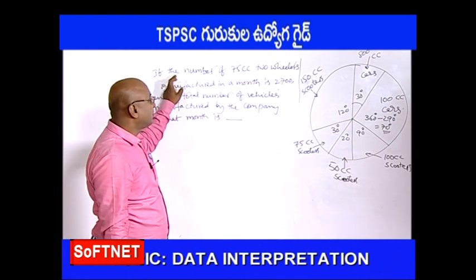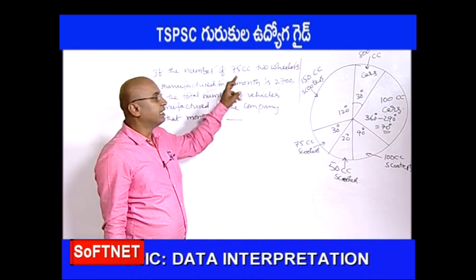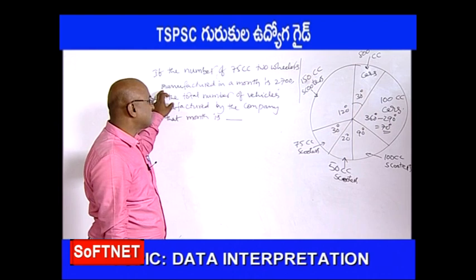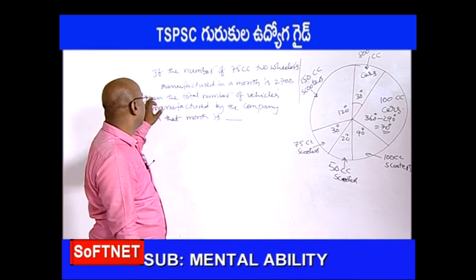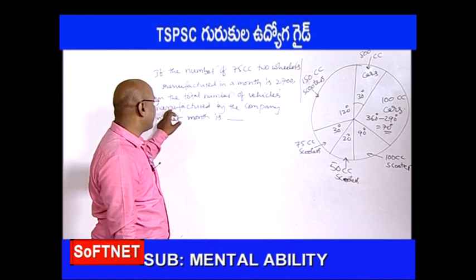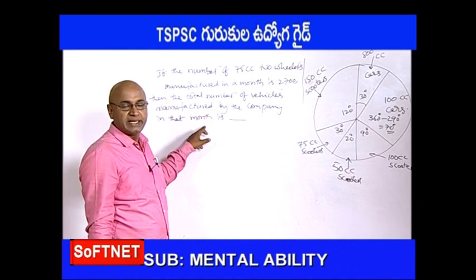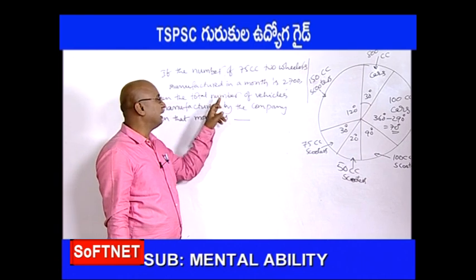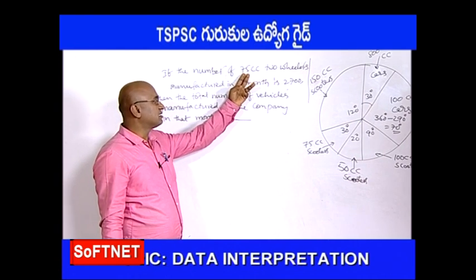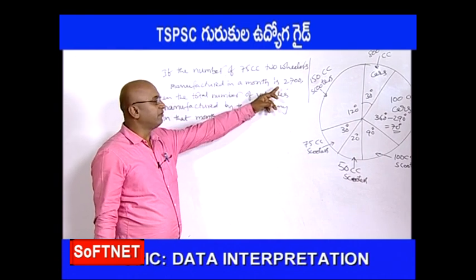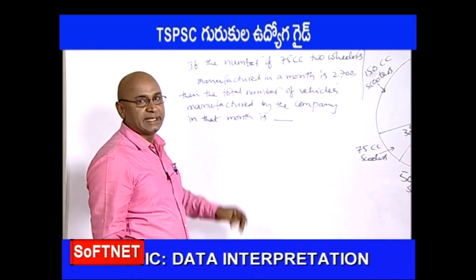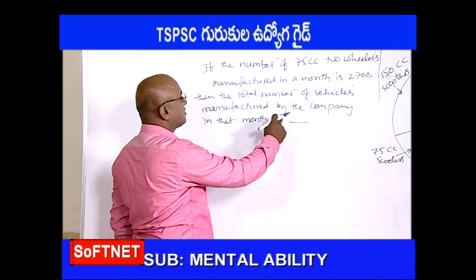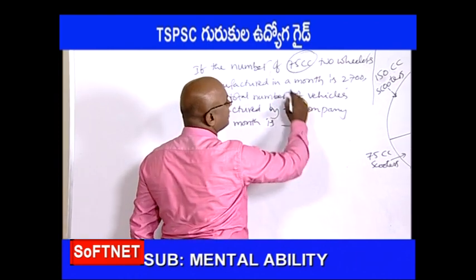If the number of 75cc two-wheelers manufactured in a month is 2,700, then the total number of vehicles manufactured by the company in the same month is? So what is the 2700? It is 75cc two-wheelers.